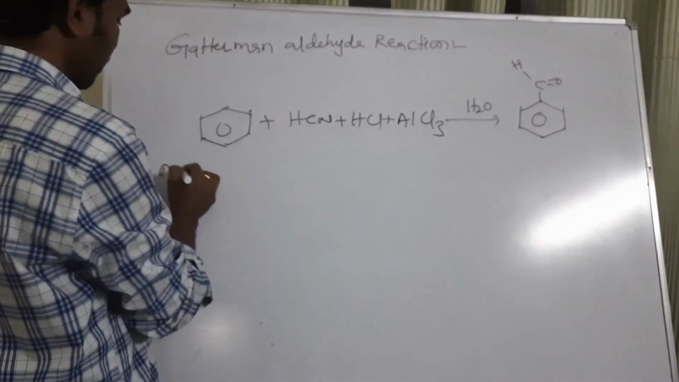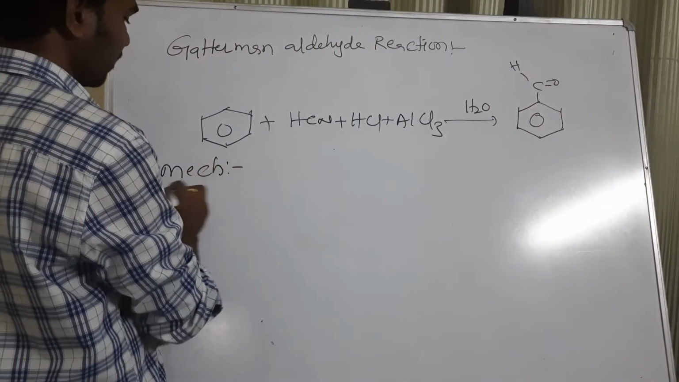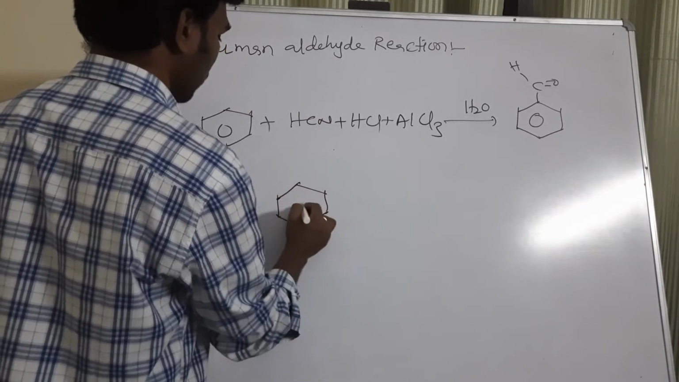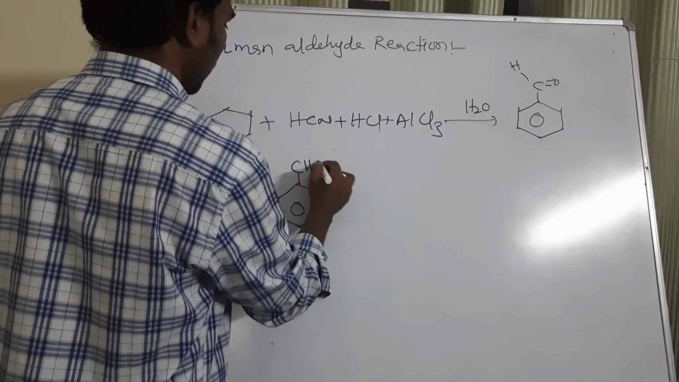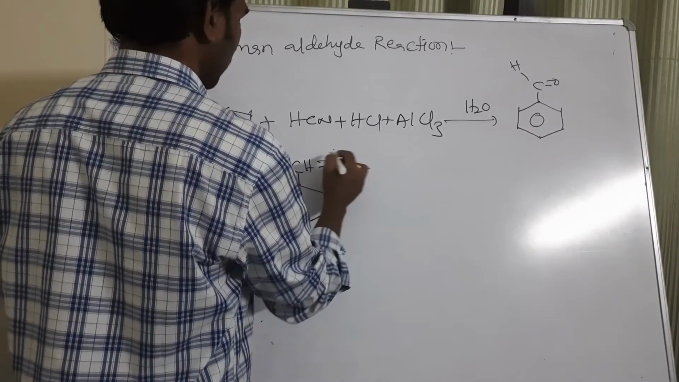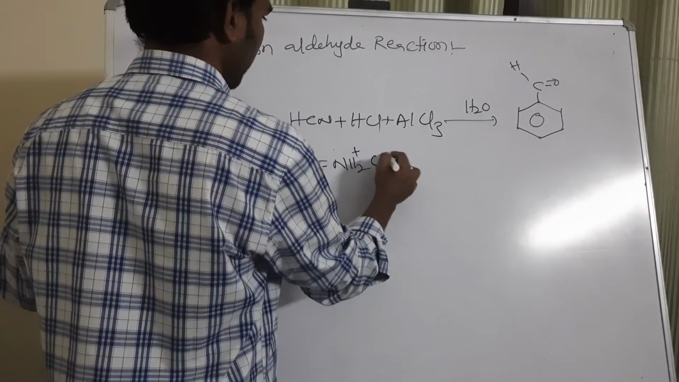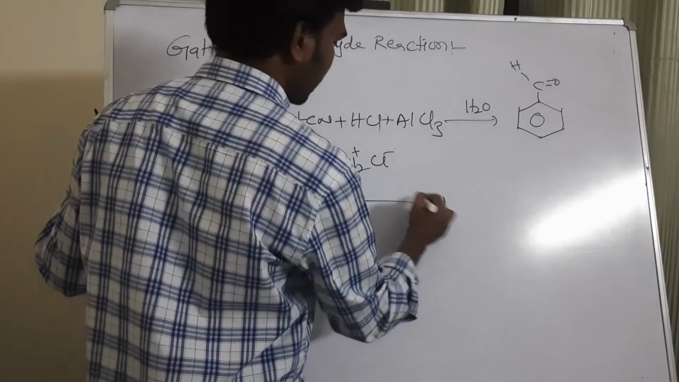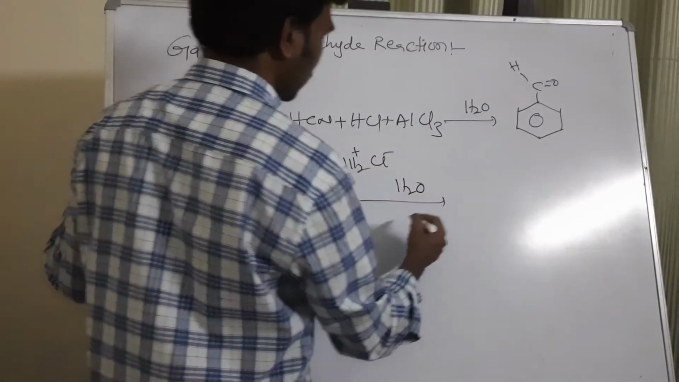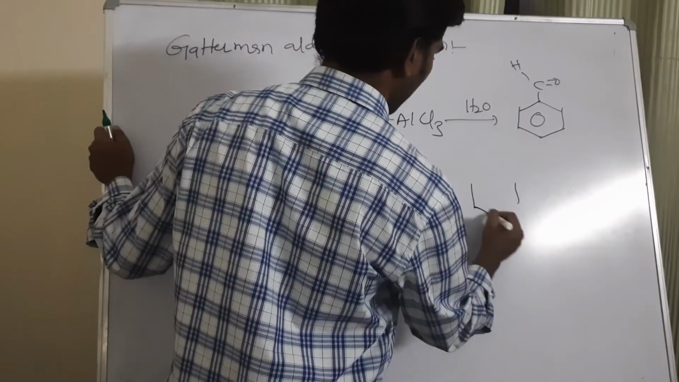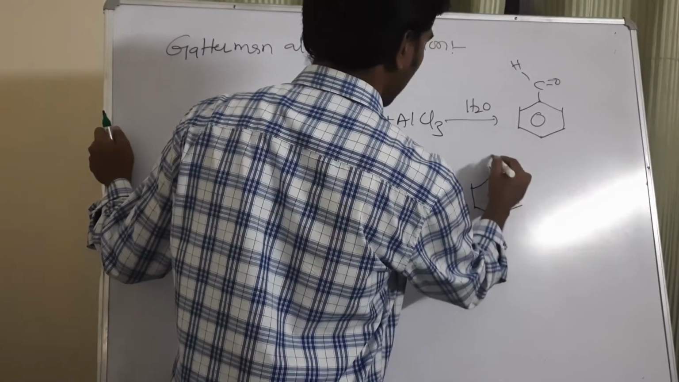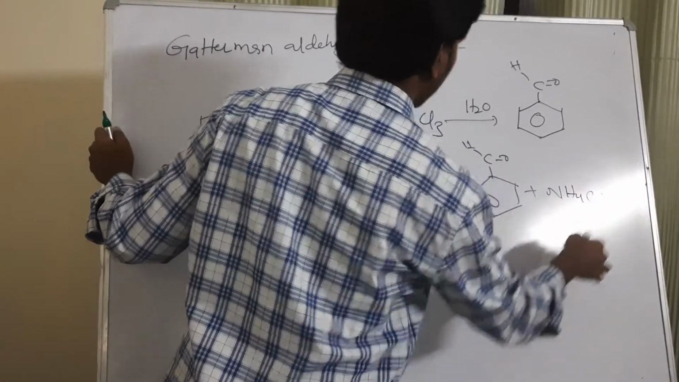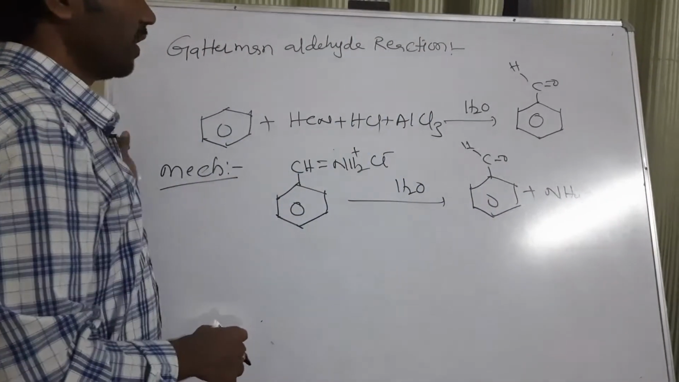So if you want to see the mechanism of this reaction, the intermediate will come like this. So CH double bond NH2 plus and Cl minus. If you mix all these things you will get this intermediate. When this intermediate undergoes hydrolysis, then it is going to form benzaldehyde, C double bond OH, and NH4Cl will form. This is called Gattermann aldehyde reaction.